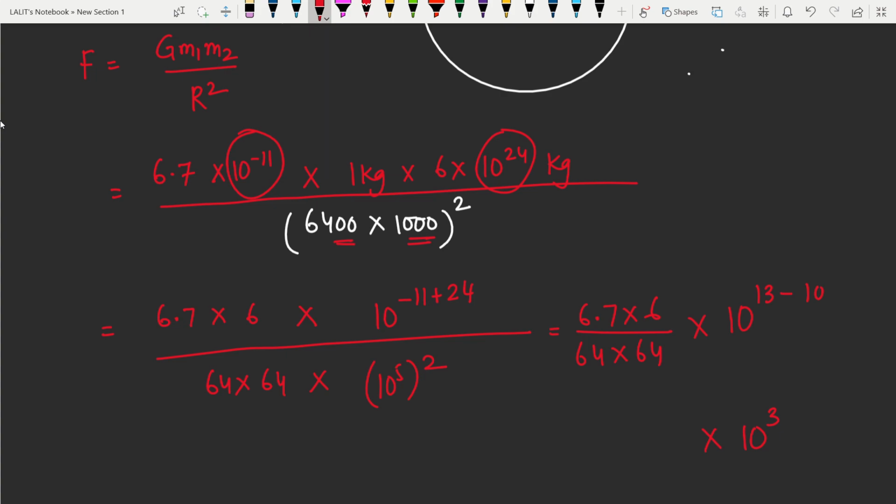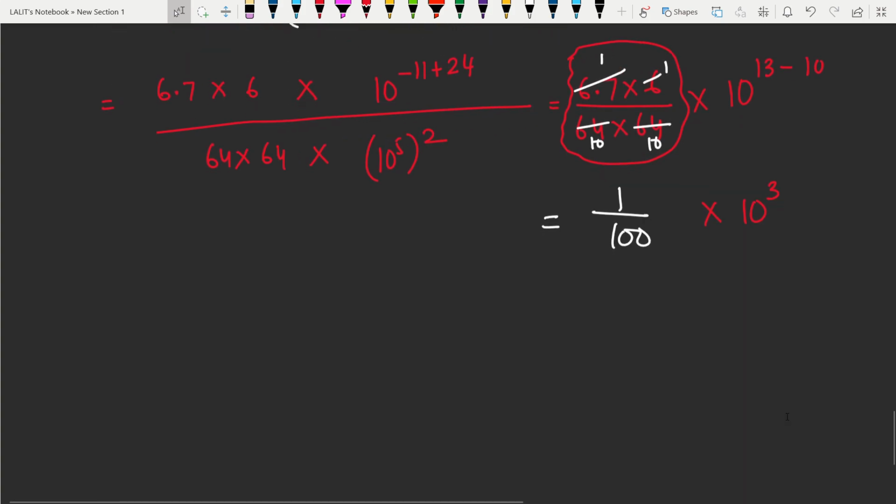Okay. Now look at the calculation. We will use approximation here so that the calculation becomes easy. How to do the approximation? 6 sixes are 36, it is very close to 64. And similarly 6.7 into 10. Nearly it will get cancelled by 10 times. If you have a very good calculative skill, then you can multiply 6.7 into 6 and then 64 into 64, you will get the same values. So we are getting 1 upon 100 into 10 power of 3. So ultimately the answer is 10 Newton.